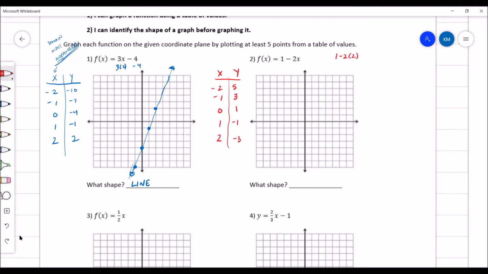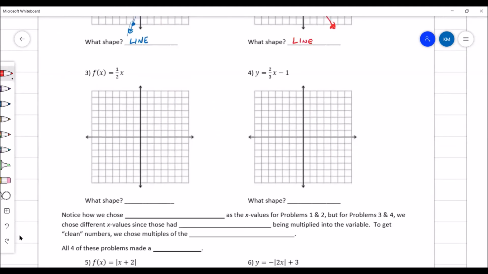Okay, and so now we plot our points: -2, 5; -1, 3; 0, 1; 1, -1; 2, -3. All right. Try not to mess up. It's a lot harder to make a straight line on the computer. All right, so here we go. There's our arrow. Boom, there's our graph. What's the shape? It's a line.